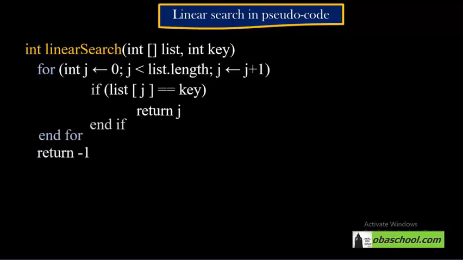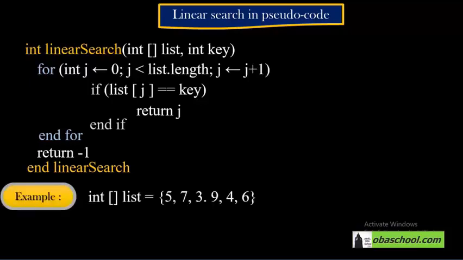Now, if it finds the key that we are looking for, then it puts the index number. However, if it doesn't find it in the array or the list, then we will have -1. This is why when we close the for loop, we put return -1, which means it didn't find the key. And finally, we have to close the function that we were working with, so end linear search, because we named it linear search.